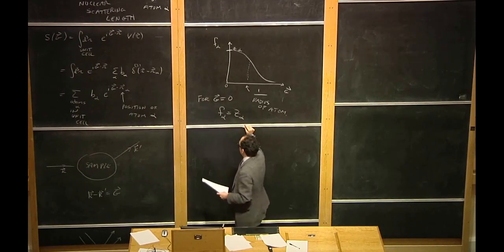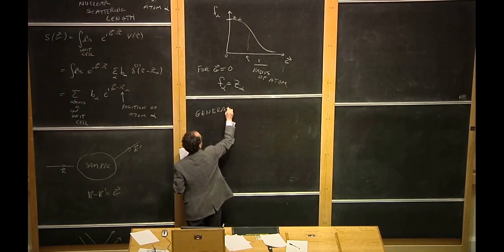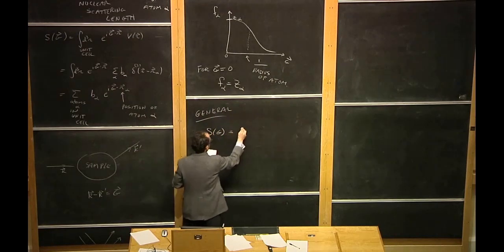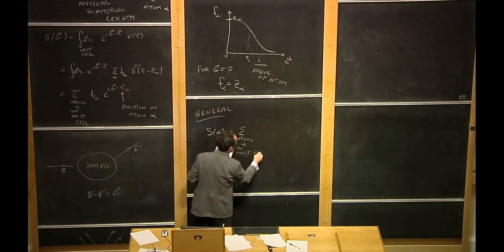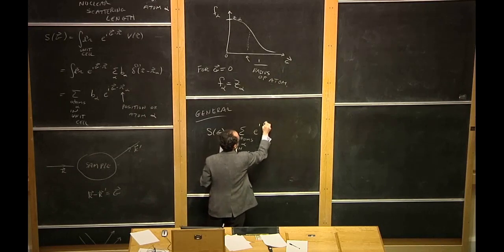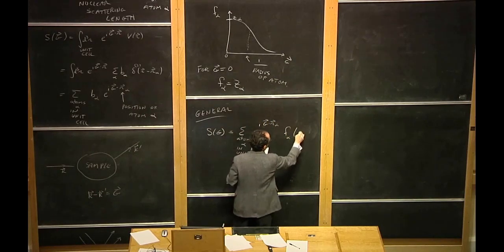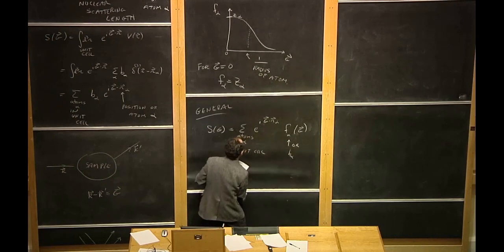So generally, whether we're talking about X-rays or we're talking about neutrons, we'll always have S of g of the following form: sum over atoms alpha in unit cell, e to the i g dot r alpha, and then I'll write it as f of g, or b sub alpha if we're talking about neutrons.